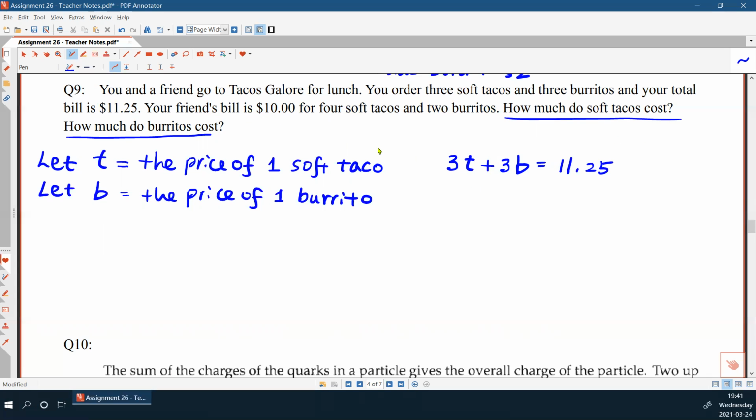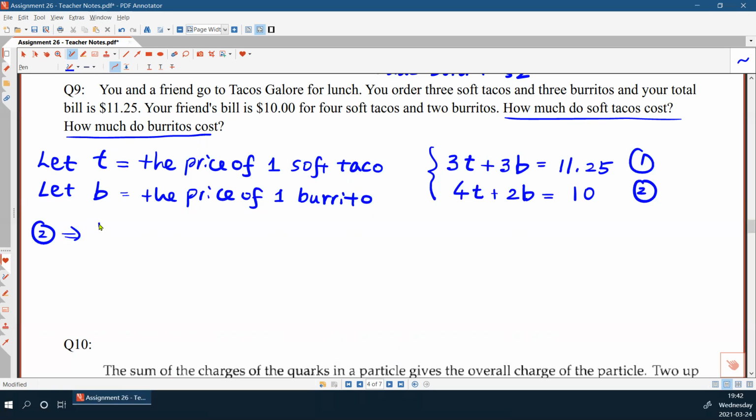Second piece of information is if we order 4 tacos plus 2 burritos, 2B, the total price is 10, right? So this is what we have known for the given information. We have successfully interpreted the information from the English expression to mathematical language, right? So based on this system of linear equations, we should be able to find the value of T and B, right?